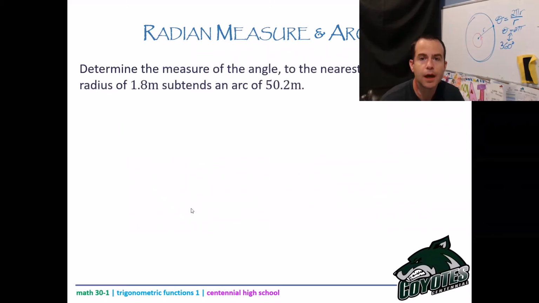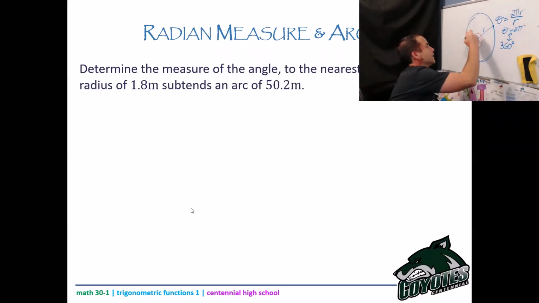Okay. Determine the measure of the angle. So this time I'm looking for an angle and it's to the nearest degree. I know the radius is 1.8 and it subtends an arc of 50.2. That word subtends just means the angle is within that arc. So if I showed you a picture, and I'm looking at that theta now, this angle subtends this arc, okay? That's all subtend means.